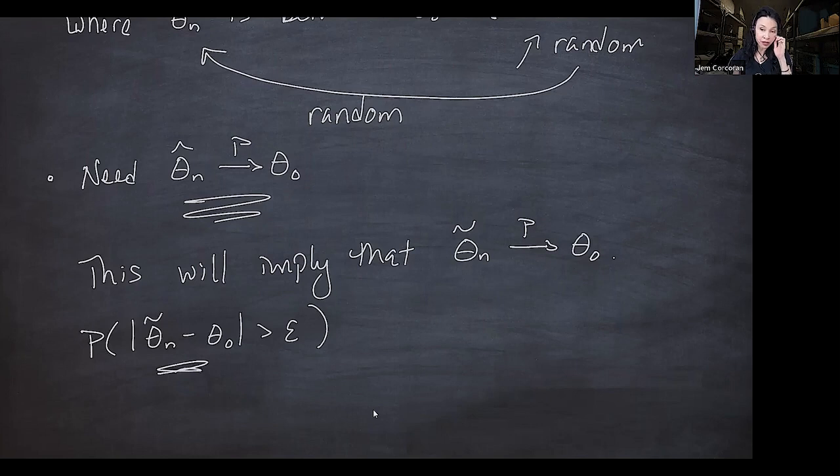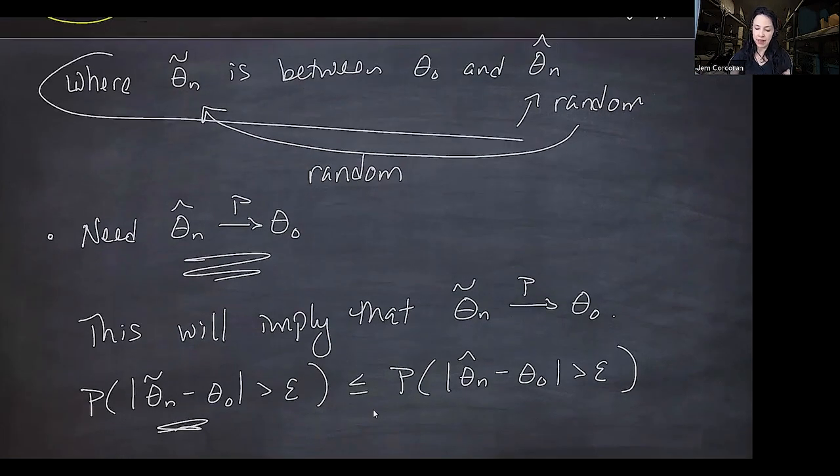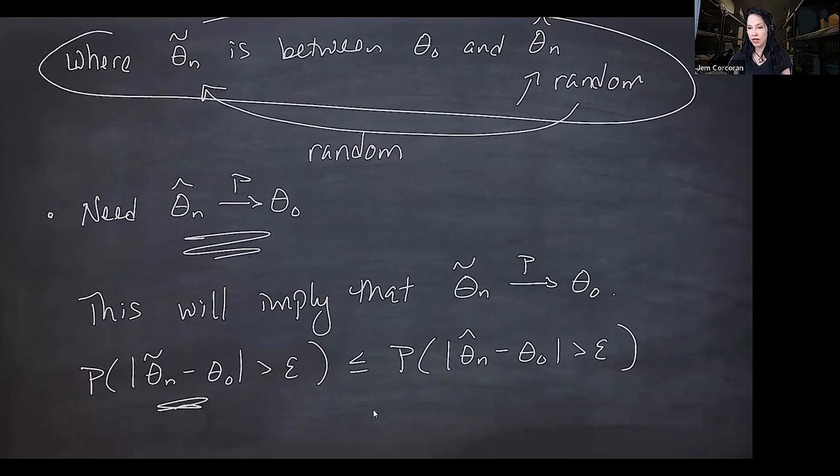These are going to be really close together eventually, and they're going to be even closer together than theta n hat and theta naught. So this is going to be greater than epsilon with a smaller probability than the probability that theta n hat is greater than epsilon away from theta naught. This inequality comes from the fact that theta n tilde is in between. It's closer to theta naught than the MLE.